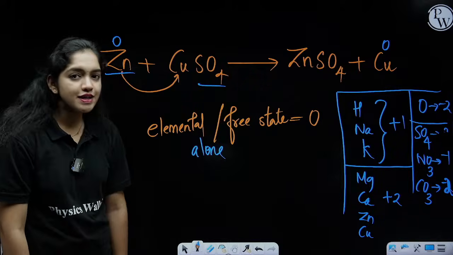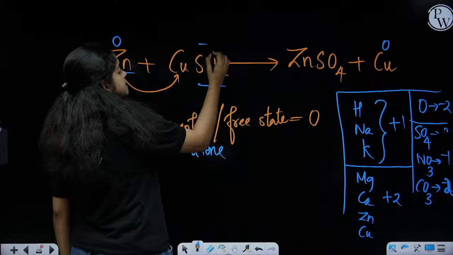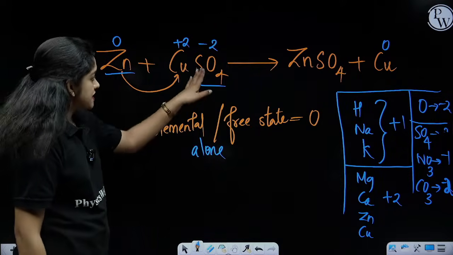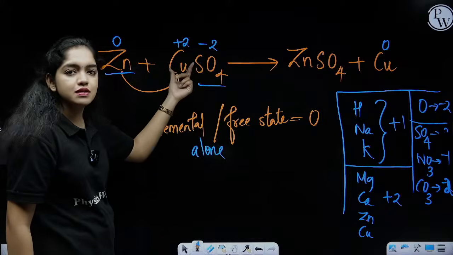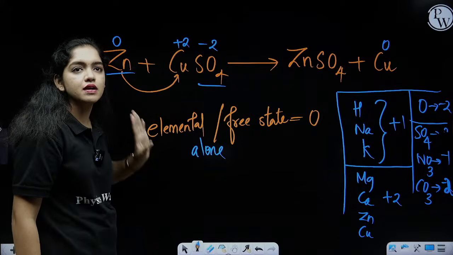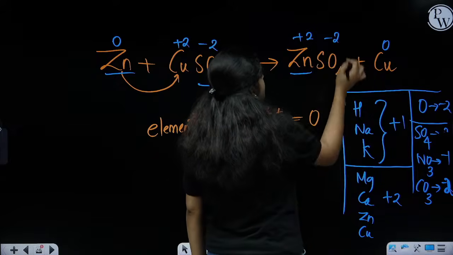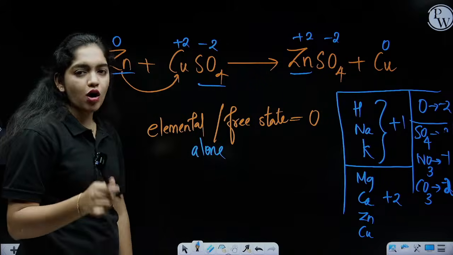Okay, now we can give the charge. What is the charge of SO4? SO4 is -2. So copper will be what? Opposite, +2. If SO4 is -2, just write the opposite charge. Copper will be +2. Then here also, zinc is +2. Copper sulfate is -2. Now we are going to mark the oxidation and reduction.